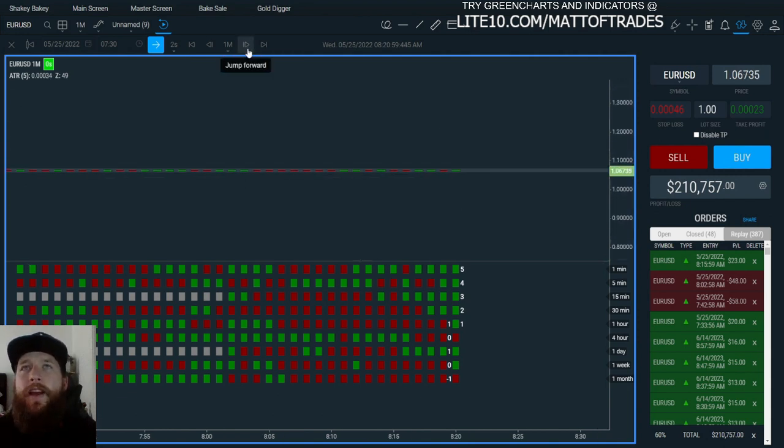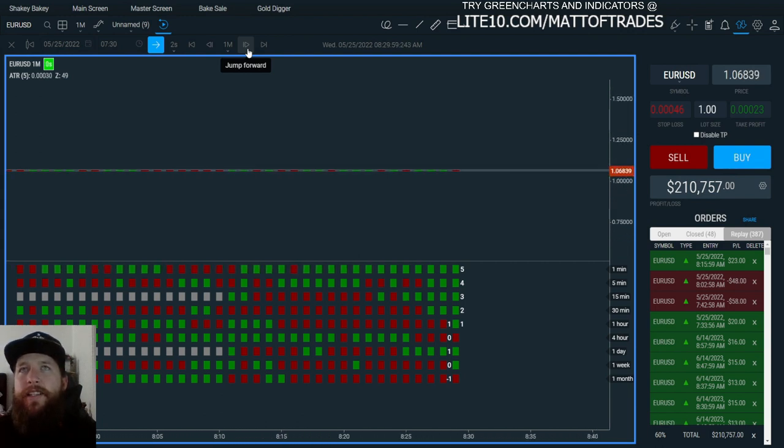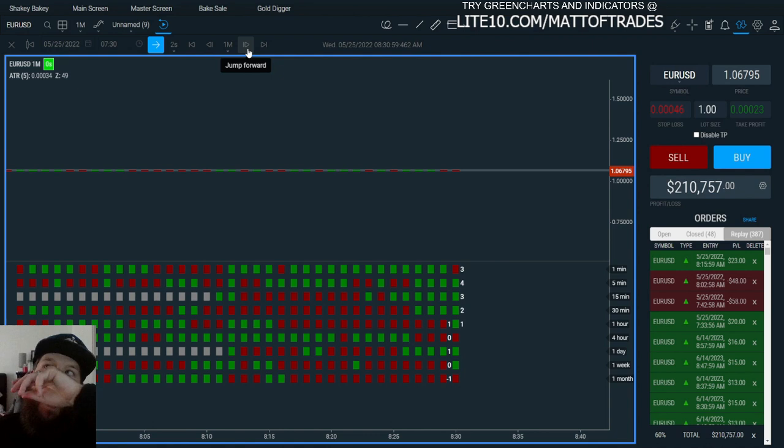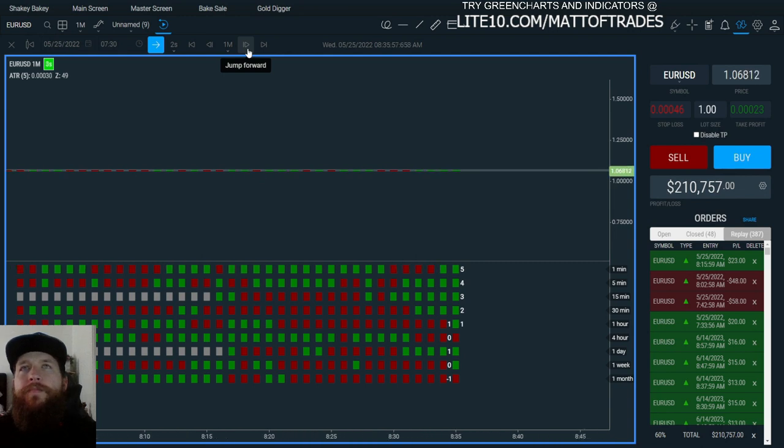Call it a video. Yeah, the echo indicator is pretty cool. Like I said, mostly what it does is just helps you determine what the overall trend is on different time frames, and you can use this. Obviously, it has its faults. It's not perfect, but okay.